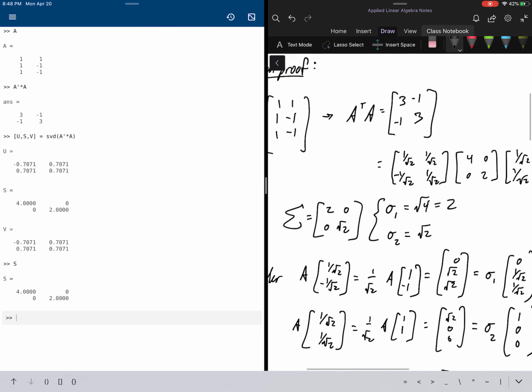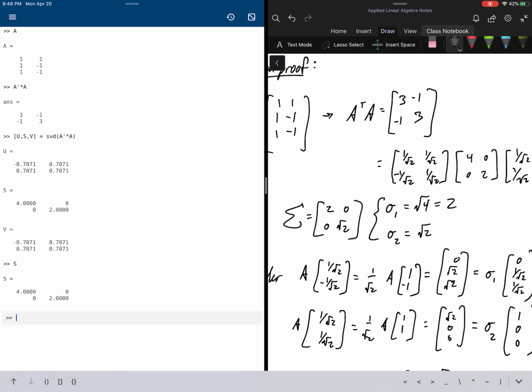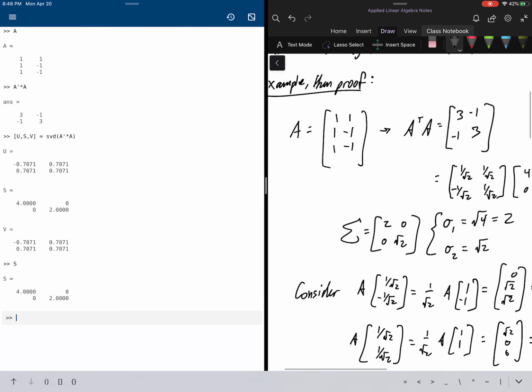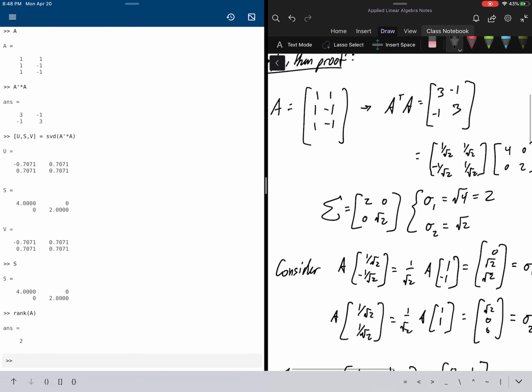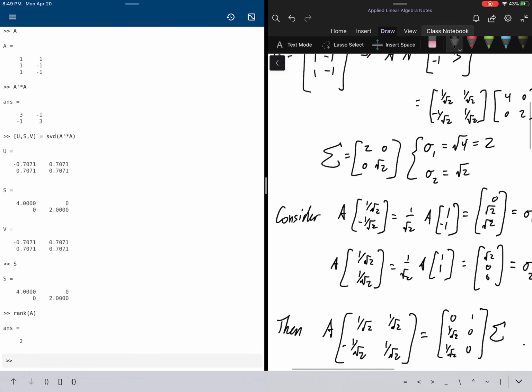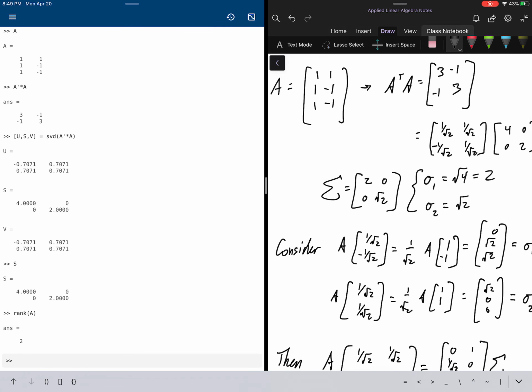Okay, so notice this is a 2 by 2 matrix, but A itself is a 3 by 2 matrix. So that means that sigma is really going to be a square matrix whose dimension is given by the rank of A. And I can double check that. The rank of A is indeed 2. All right, so that's why we have a little index R standing for rank.